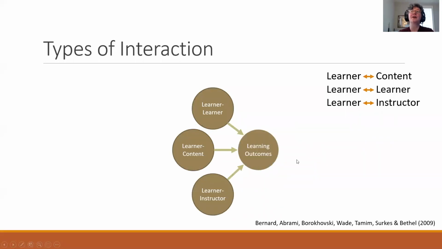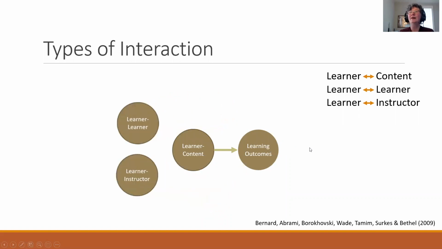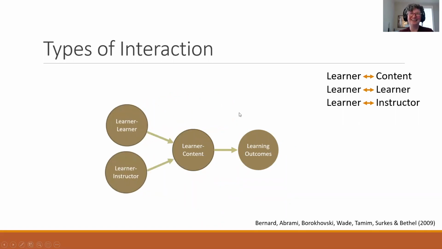At first, we thought of each of these types of interactions as impacting learning outcomes. But what we've really discovered, in a nice little structural equation model here, is that learner to learner and learner to instructor interactions really facilitate your learner engagement with the content, with what it is that you're trying to teach them. And then that's what contributes to learning outcomes. So real quick, let me give you some ideas around each of these and how to facilitate them.